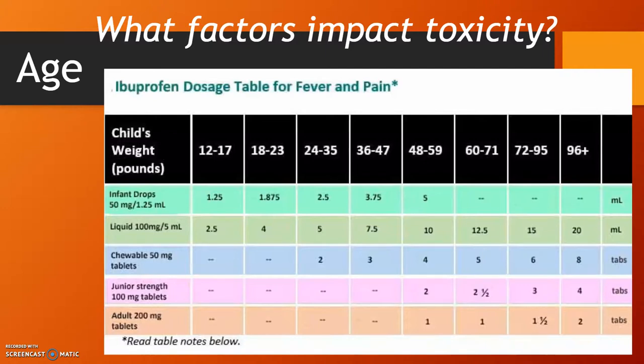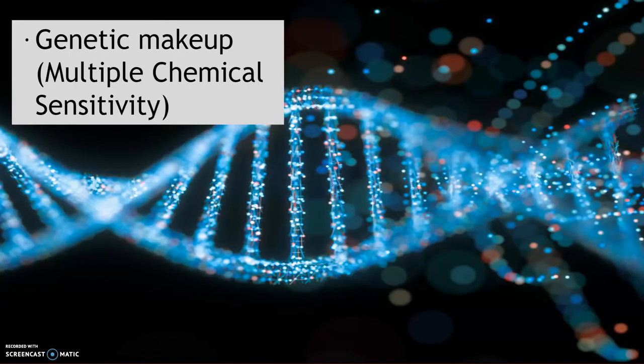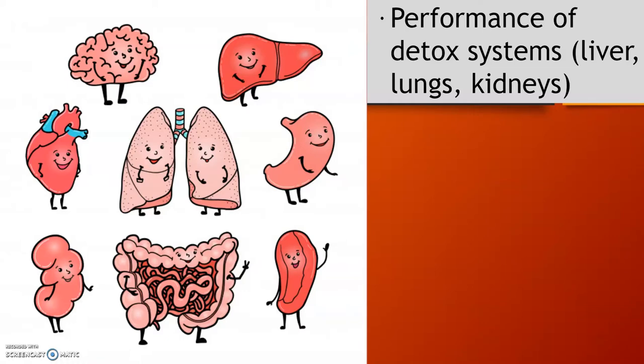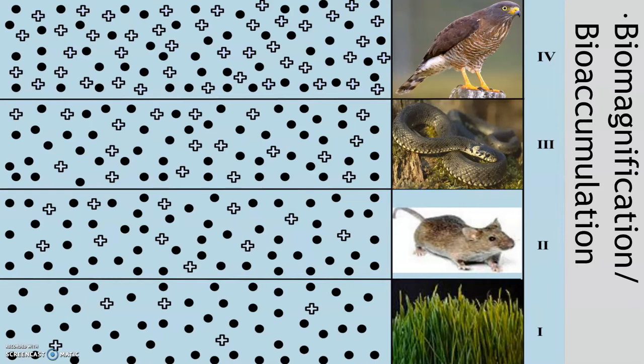When you look at giving medicine to children versus adults, there's different doses. And so what factors impact toxicity? Well, some of that is going to be the size, which is why children have lower doses in order for it to be effective. Other things that impact what makes something toxic is your genetic makeup. So how sensitive are you to that particular chemical? And then how well do your detox systems perform, your liver, your lungs, your kidney?